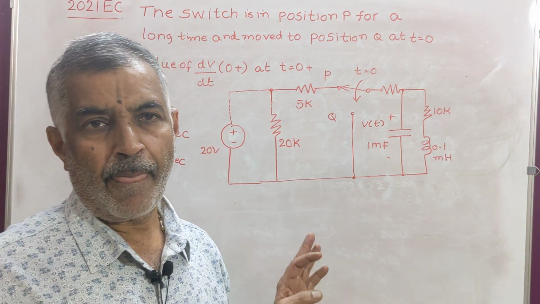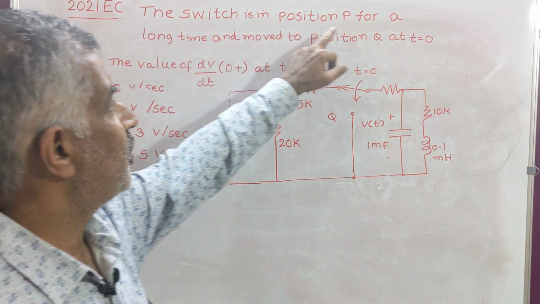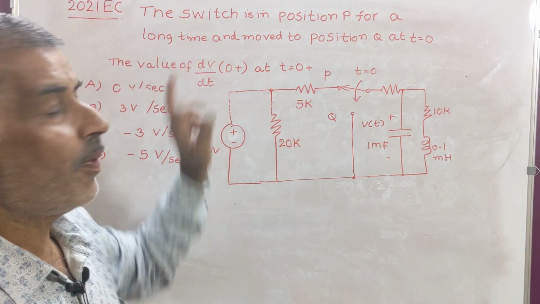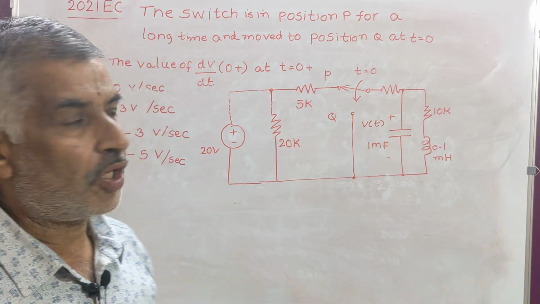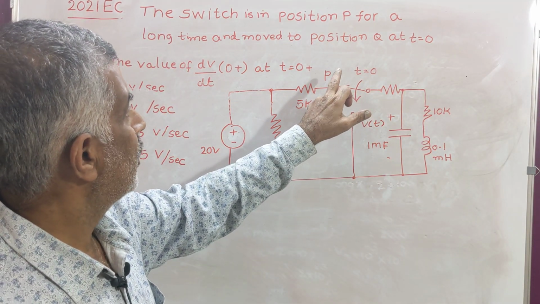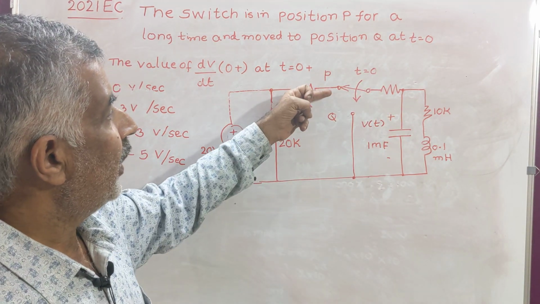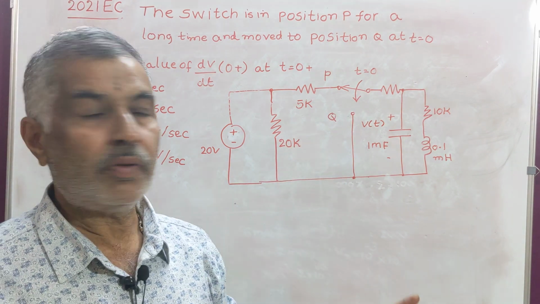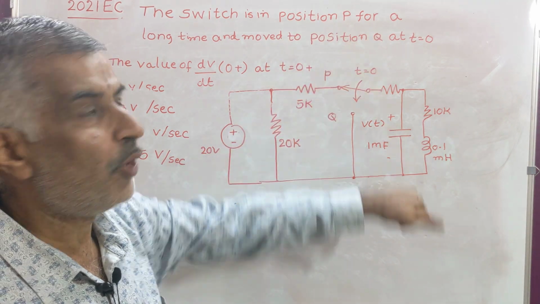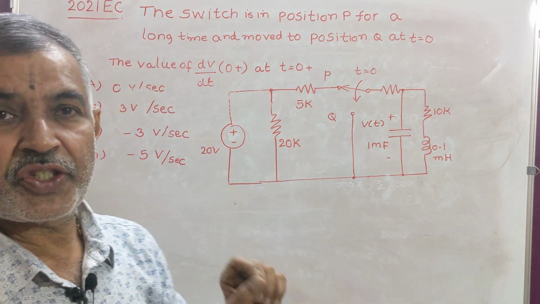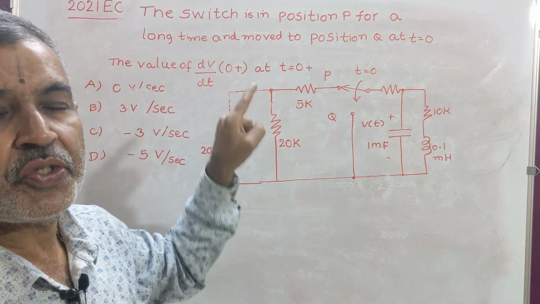Next problem is on initial conditions. The switch is in position P for a long time and moved to position Q at t equal to 0. So, the switch is in position P for a very long time. That means steady state is assumed. It is suddenly moved to Q position. On changing this switch position from P to Q, what is the rate of change of voltage V, dV by dt at t equal to 0 plus?